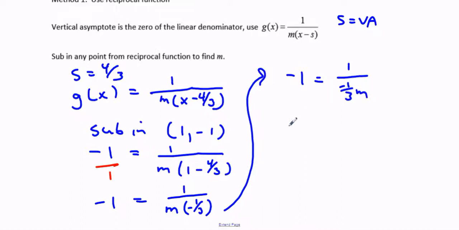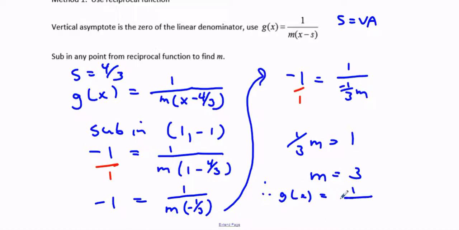Normally we write the coefficient in front. Now I'm going to cross multiply. Sorry about that. And when I do that, I'm going to get 1/3 m equals 1. And so dividing both sides through by 1/3, I get m equals 3. 1 divided by 1/3 is 3. What is my equation? Therefore, g of x is equal to 1 over 3 times x minus 4/3.